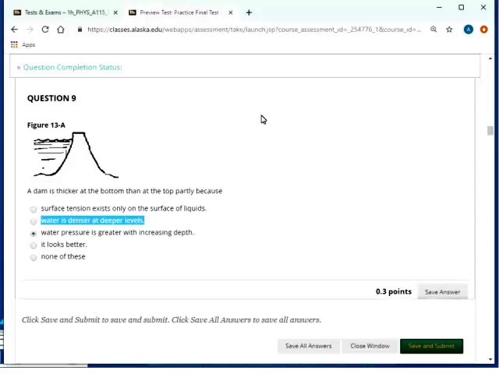But even if you go miles down in the ocean, the density of water is hardly any larger than it is towards the surface. So really the correct answer is water pressure is greater with increasing depth.